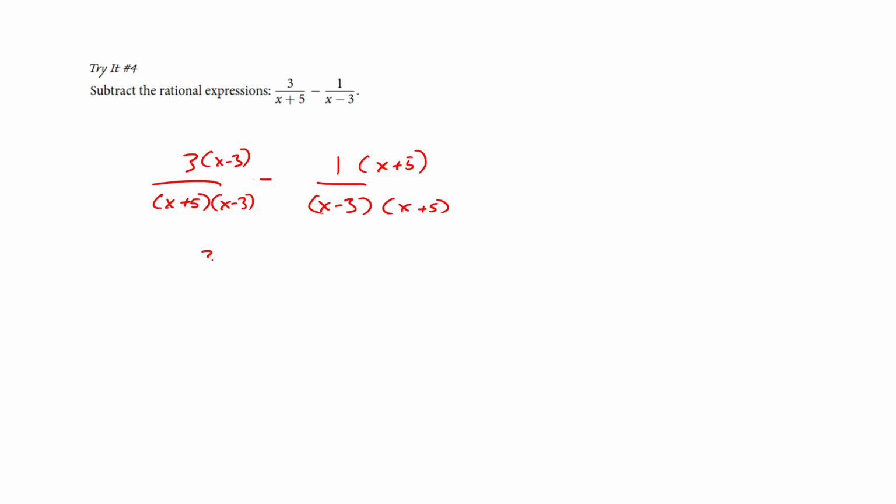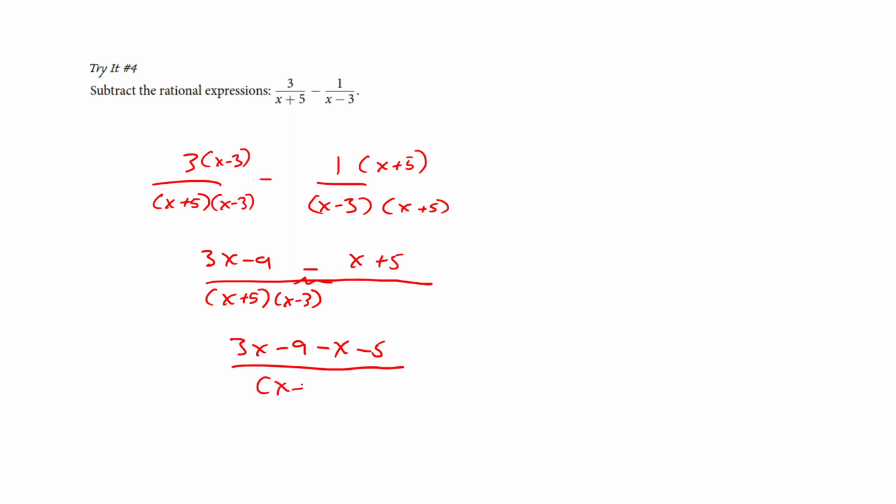Now let's send this through. I get 3x minus 9 over here. Over here I get x plus 5. Now I'm just going to put all of this over this fraction now. I just don't want you to miss, this was subtract, so I shouldn't have done this, because this negative is going to go to both of them. So I have 3x minus 9 minus x minus 5. Negative x, negative 5. Now all of that's over x plus 5. Oops, x minus 3.